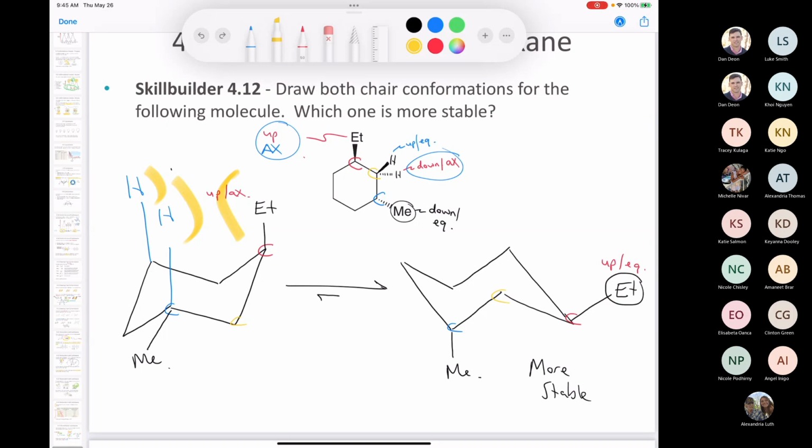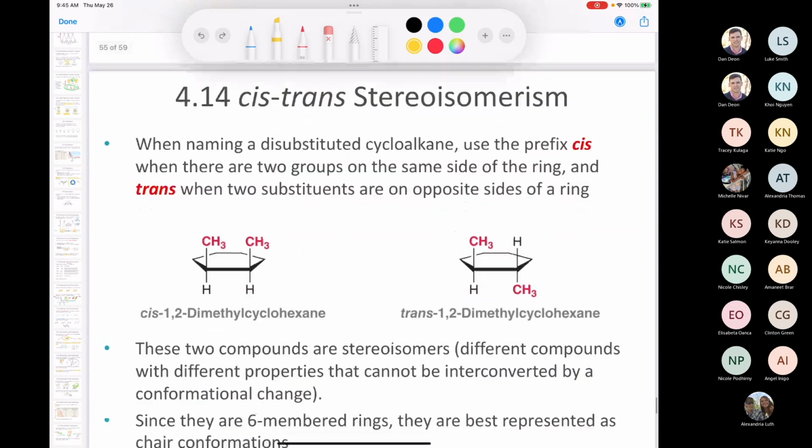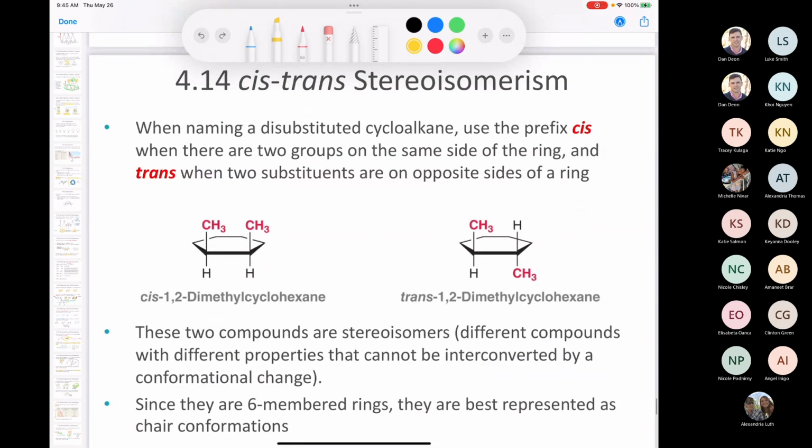All right, so let's move on and let's talk about cis-trans isomerism for a couple of minutes. We've seen compounds where we have groups that are on the same side of the ring, and then we've seen compounds that have groups that are on the opposite side of the ring. So when you're naming a cyclohexane, we use the prefix cis when two groups are on the same side of the molecule. And these are Haworth projections here.